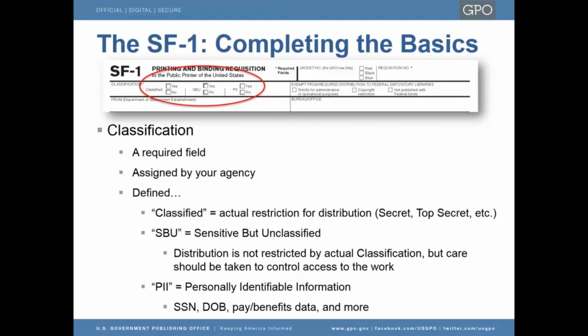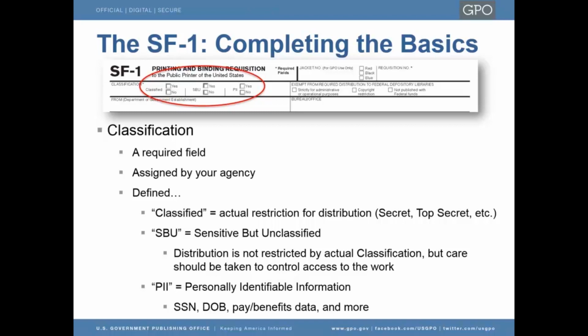The next required field is classification. Check the appropriate box based on your agency's classification policies. Unfortunately, we can't advise you here. If your order is classified as secret, top secret, or any other classification, GPO will handle your order appropriately.